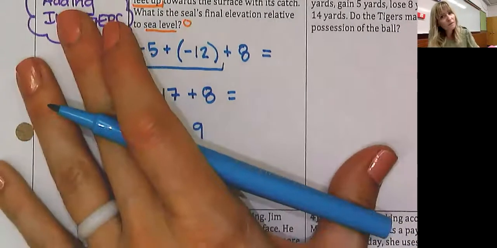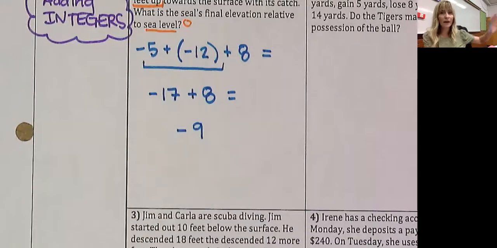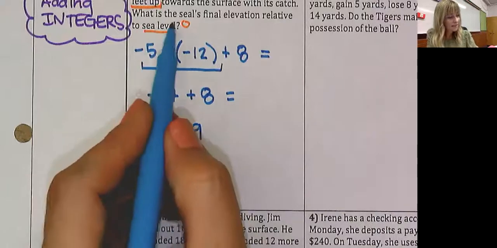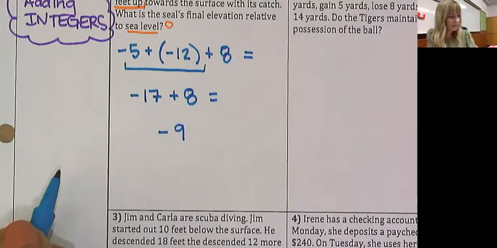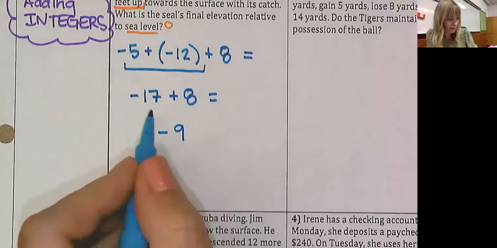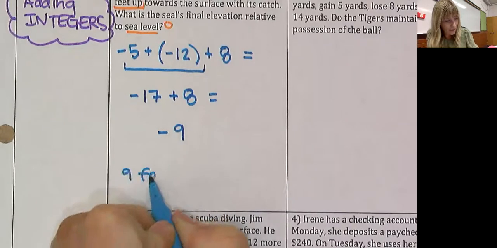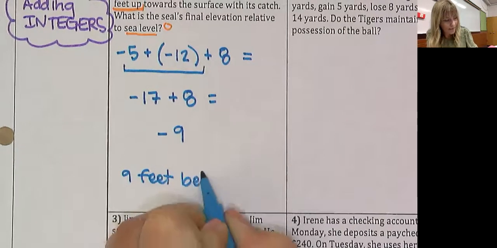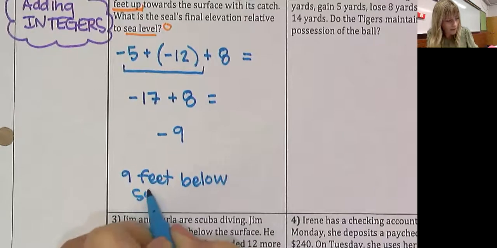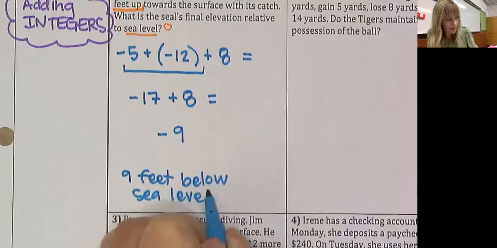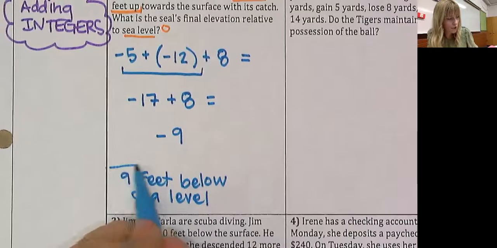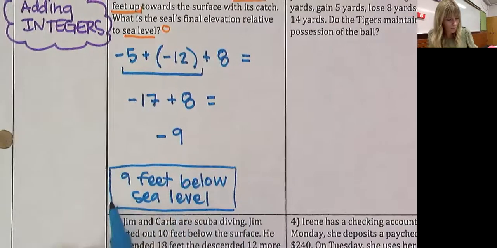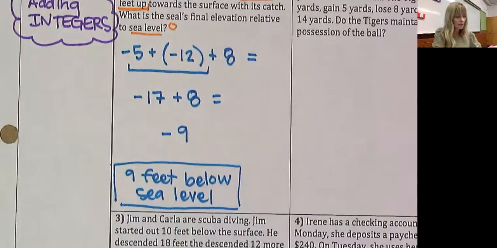With these type of situations, you of course always want to go back and relate your answer to the question. So this said, what is the seal's final elevation relative to sea level? This -9 means 9 feet below sea level. This is me relating my answer back to the question. 9 feet below sea level. Let's try one more together.